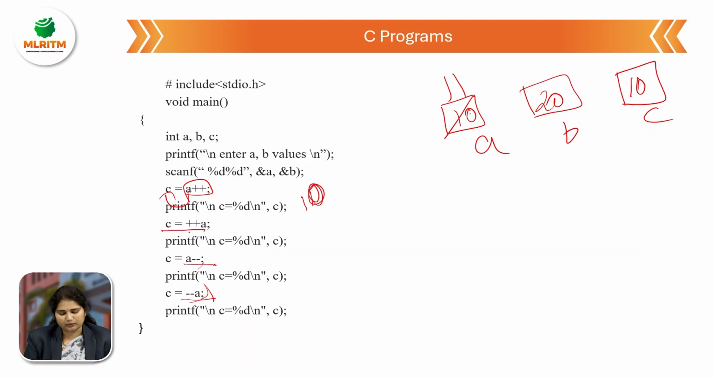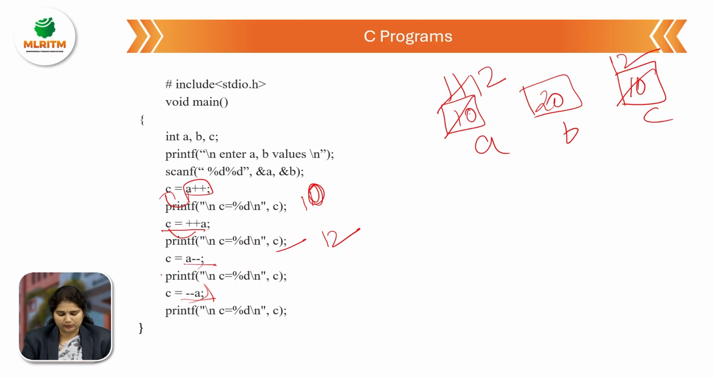Next, C equal to plus plus A. C equal to plus plus A means what? Plus plus means first the value will be incremented by 1 and then the value is assigned to C. In A, how much value is there? 11. 11 is incremented to 12, and that 12 is assigned to C. Now in memory, C value how much? 12. Here it will print the output 12.